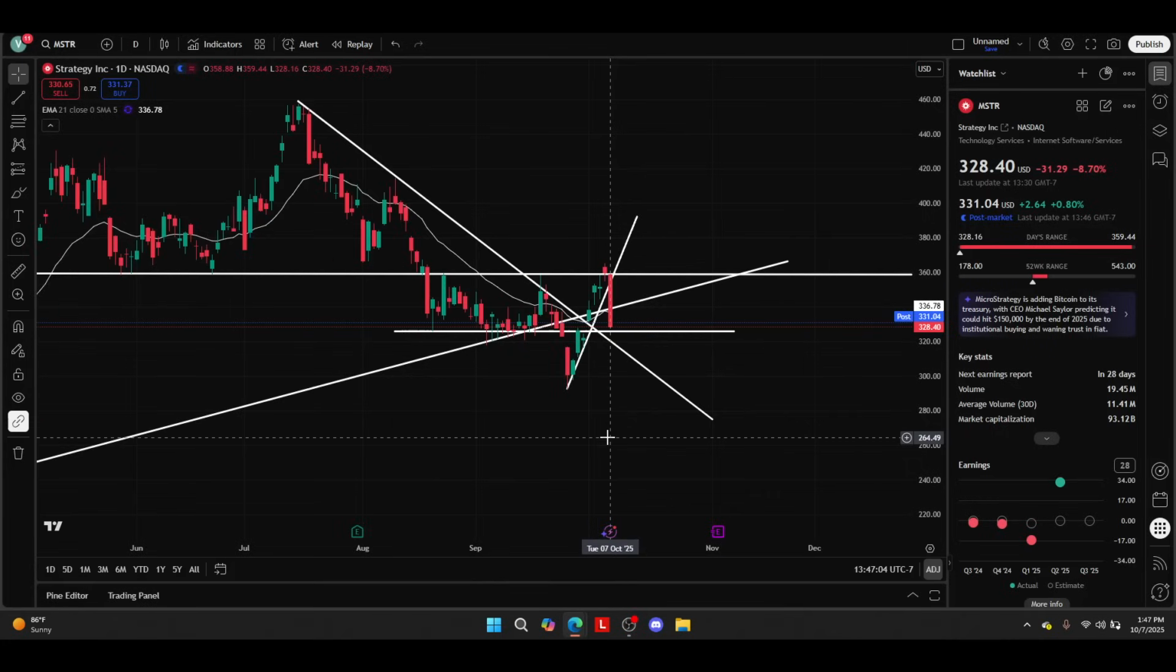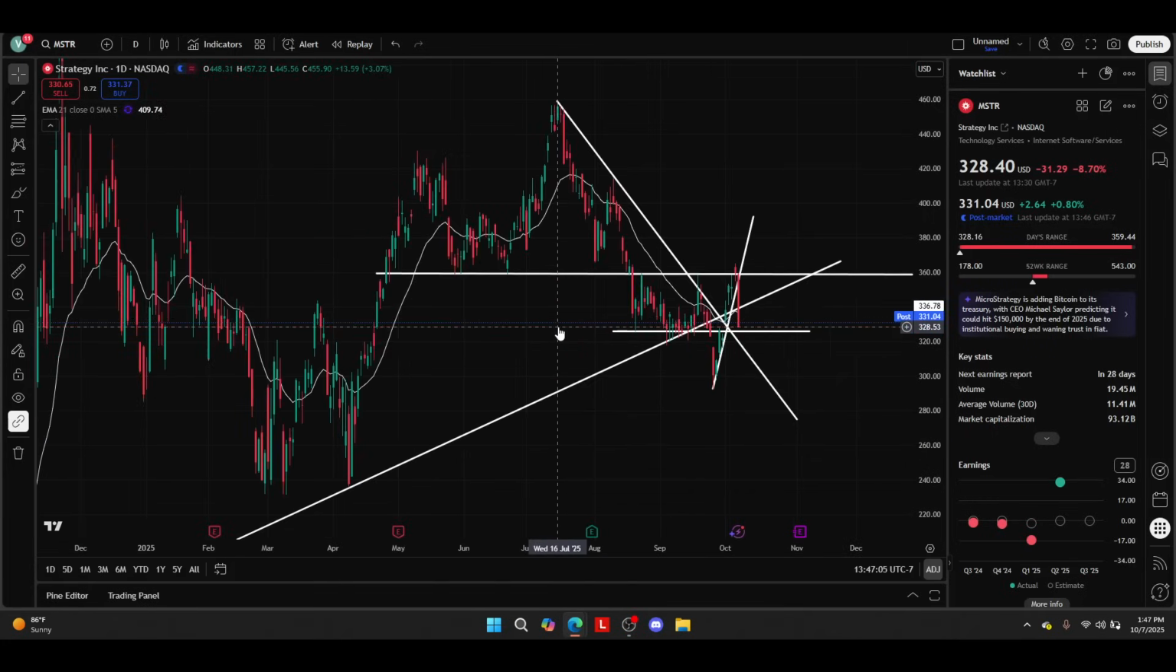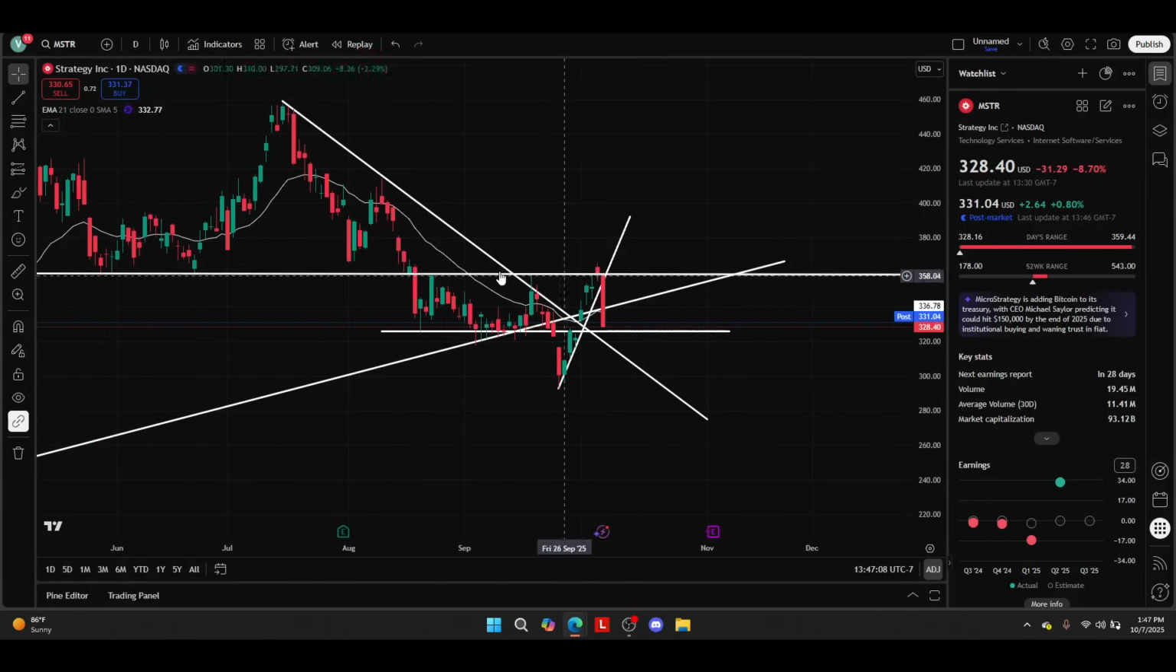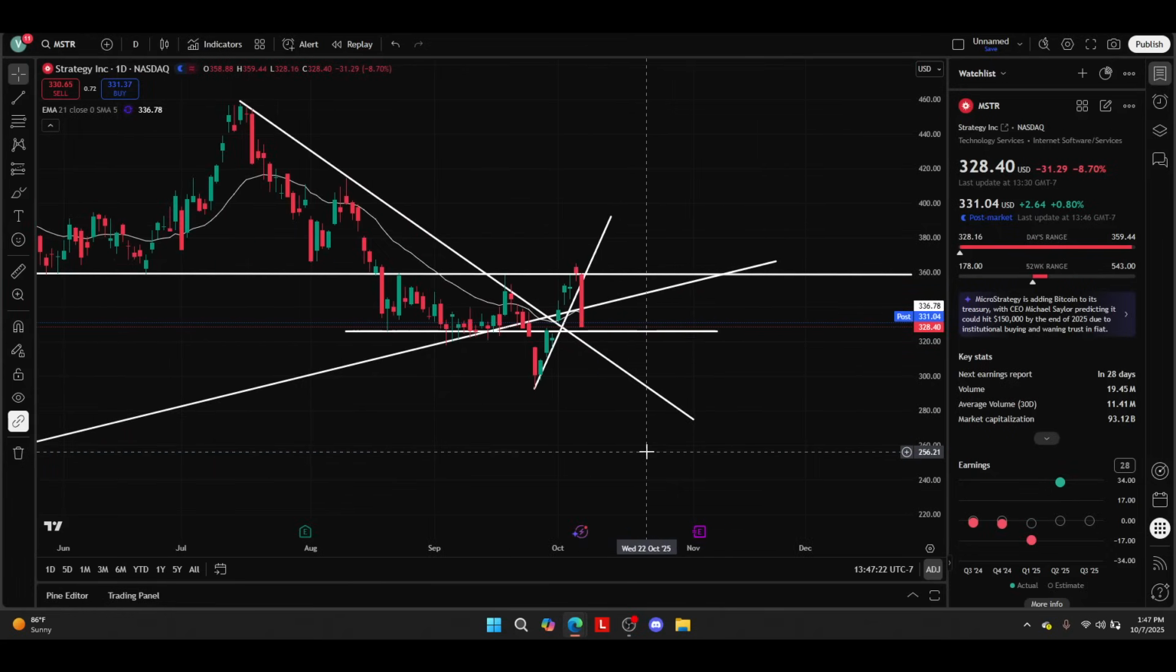So here we have MSTR's chart for today, and there was a significant drop today. Almost 9 percentage points, all the way from about the 350s, 359, to about 328. So it closed right near the lows of the day, which is not a good sign. So let's go over what happened.